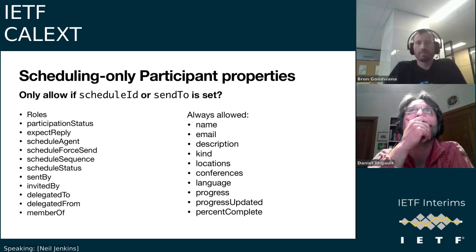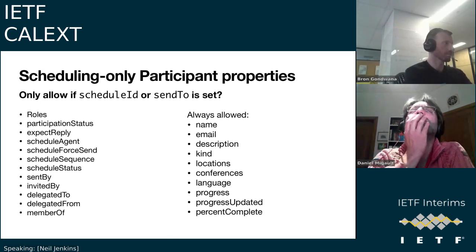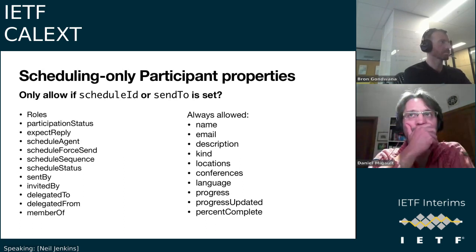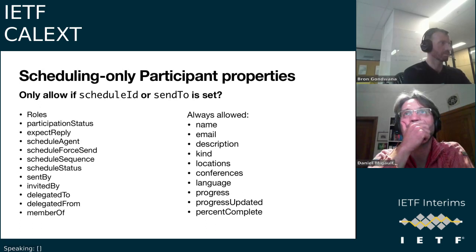I think participation status you could have anyway. As in, I'm organizing this and I'm just using this to keep track of who's coming. I'm not actually using this calendar event to send them the email. So I'm not using the scheduling side of the calendaring system, but I am storing what I expect their participation status to be in this event for my reference. Yeah, okay. Yep. That's probably the main one.